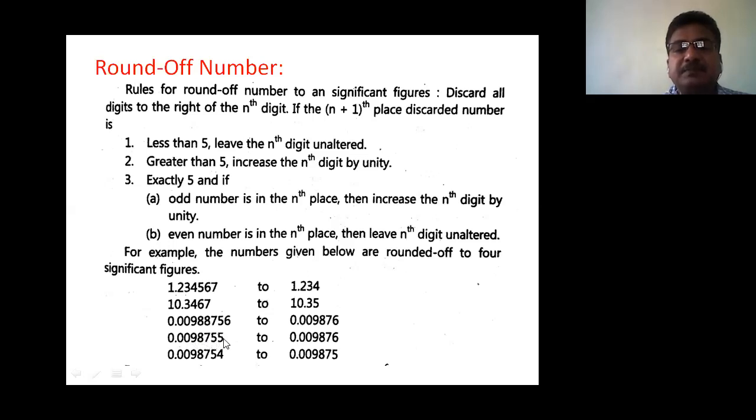9875, and the next digit is 5. We have to round up this number up to this. We have to remove this 5. So this 5 is exactly 5, and the previous digit is odd, so increase by 1. If the first discarded digit is 5, but the previous number is even, then no change.